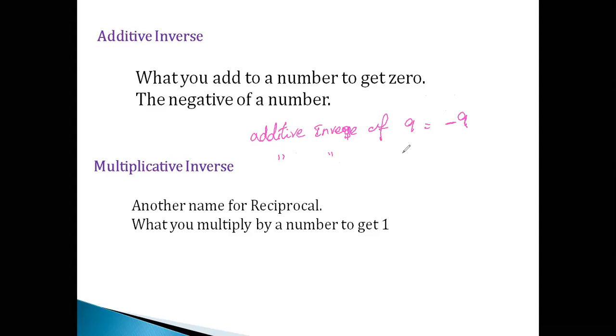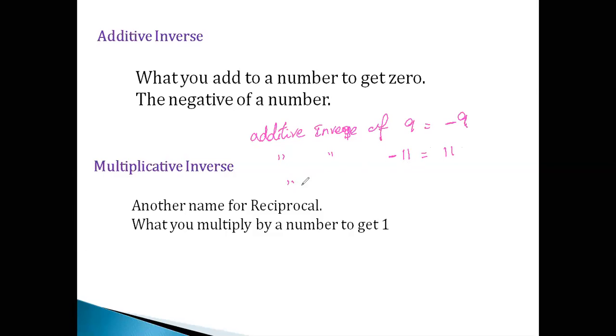Additive inverse of minus 11. It's just the opposite sign. Minus 11 becomes plus 11. So this is nothing but additive inverse, the addition of the inverse number. So minus 11 becomes plus 11, and if you add these two, minus 11 plus 11 becomes 0.